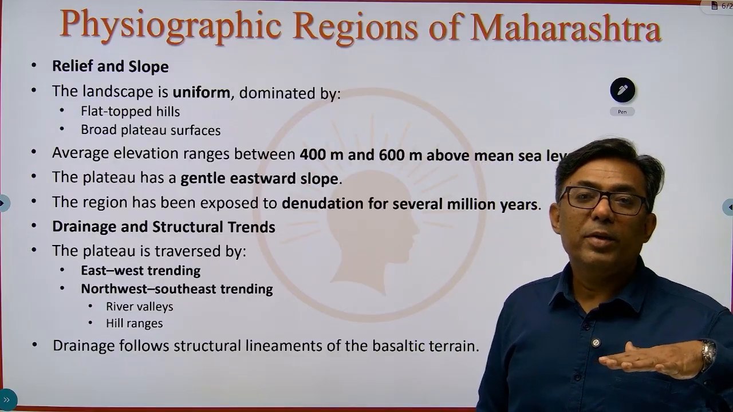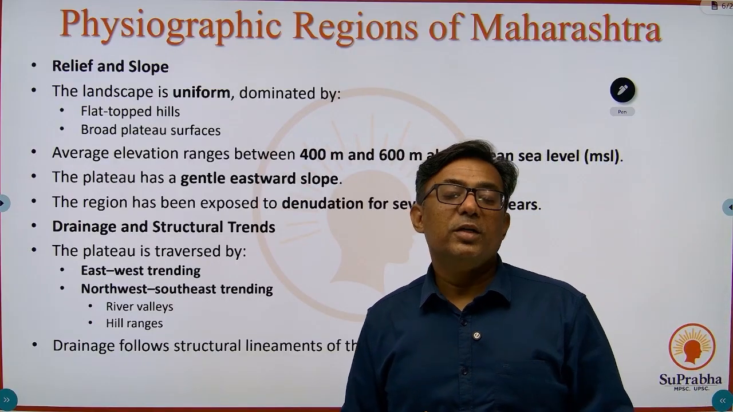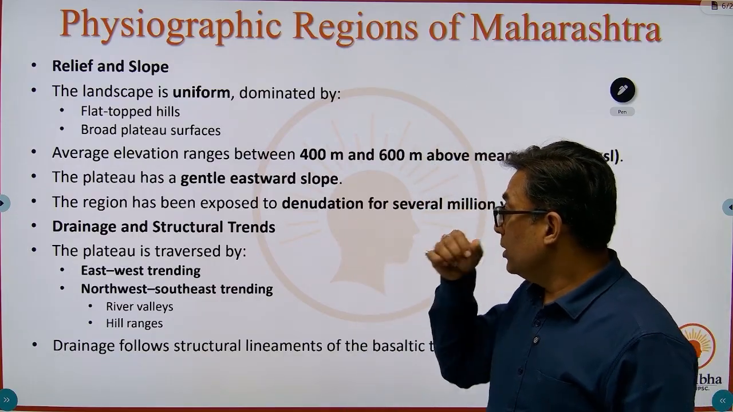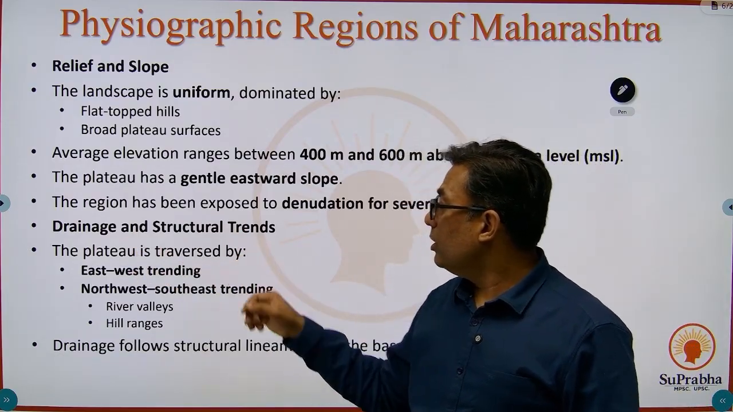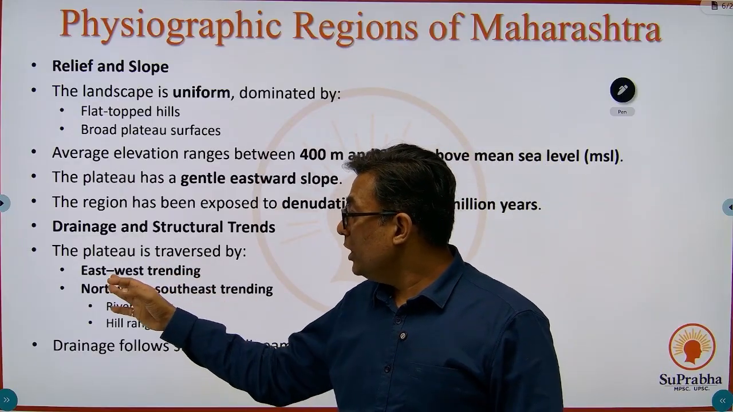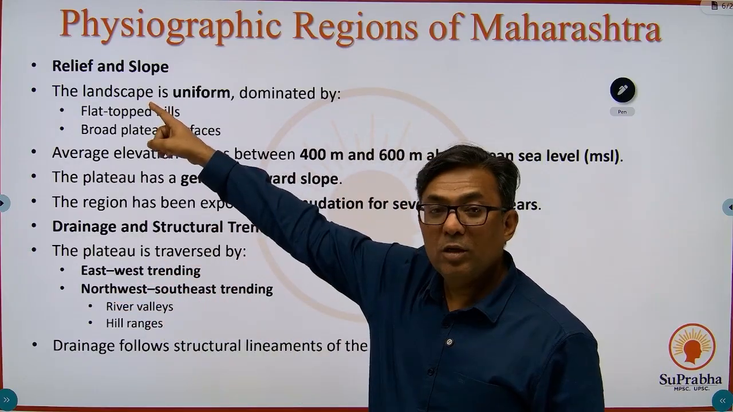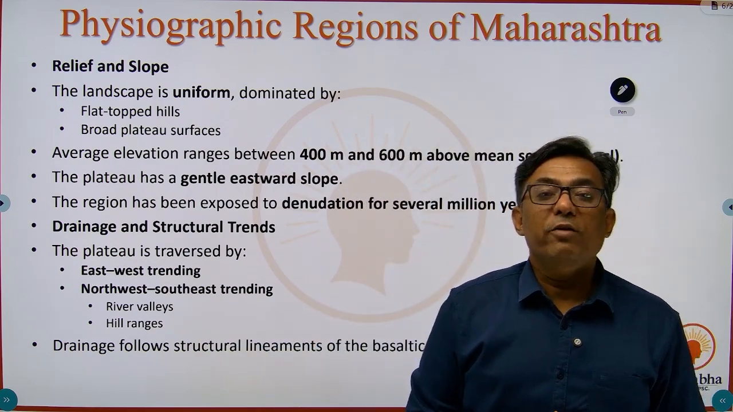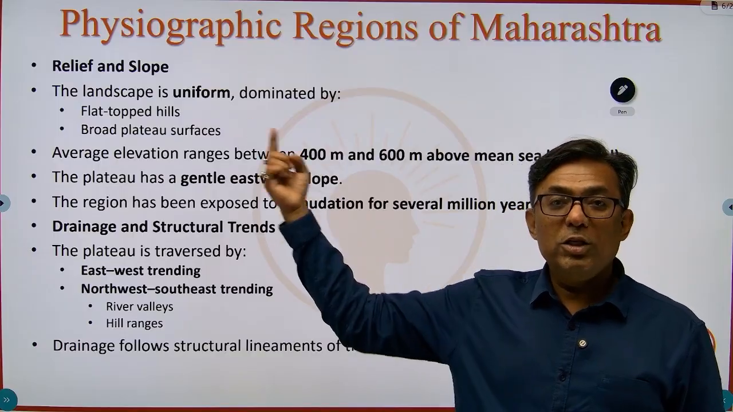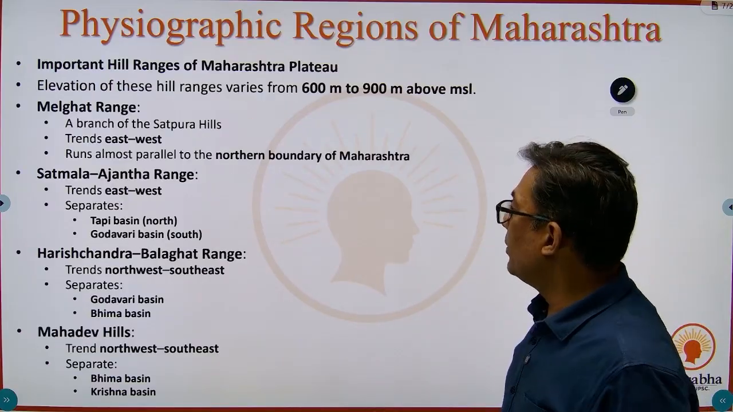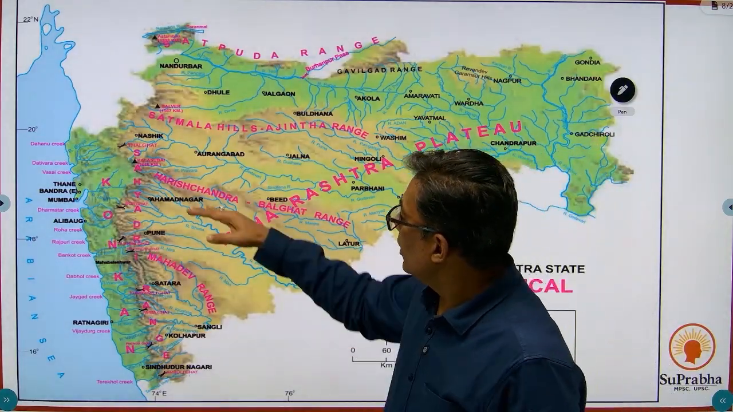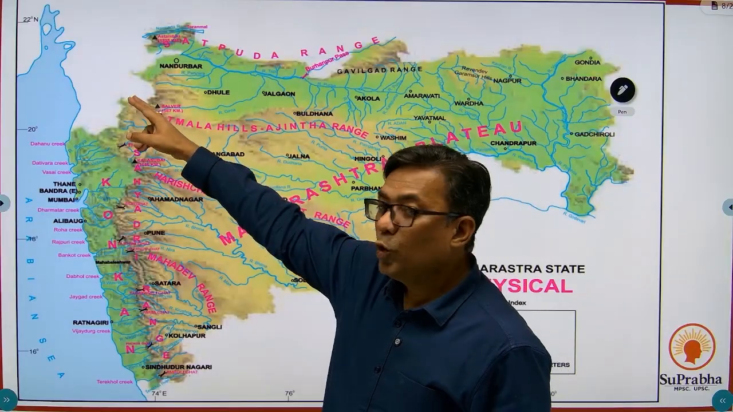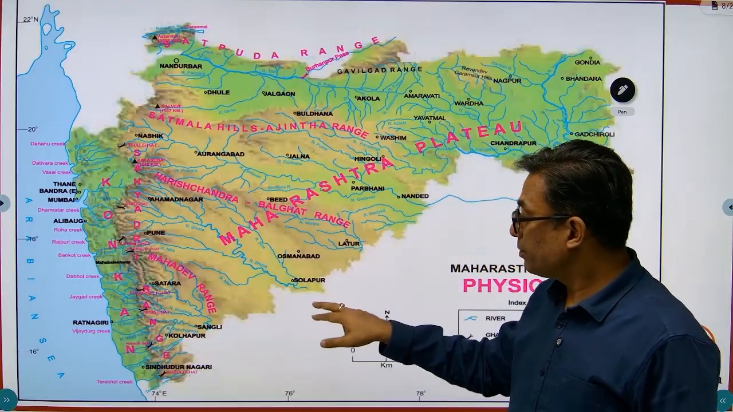It is a stable landmass. There is no upliftment going on over there, but because of the exogenetic forces, there has been a lot of denudation on the Maharashtra Plateau. Drainage and structural trends. The plateau is traversed by east-west trending and northwest to southeast trending river valleys and hills. So whatever hills and river valleys you have, they have east-west and northwest to southeast trend. If you look at the map, okay, the hill ranges and the river valleys are east-west and northwest to southeast trending.